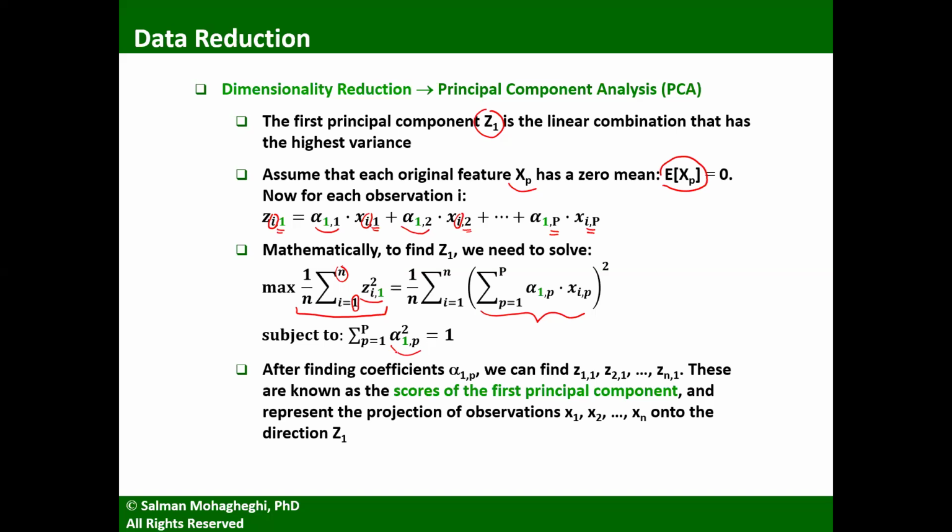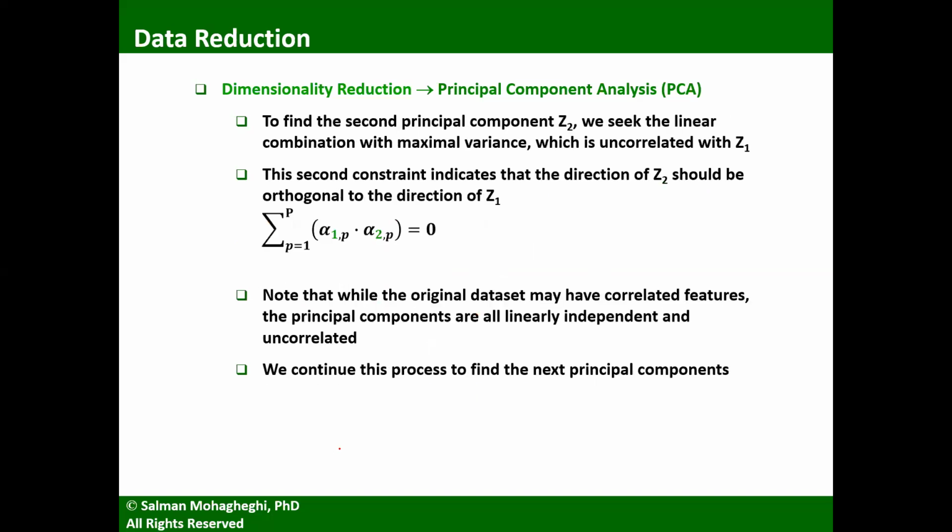We solve this, and the variables of this optimization would be the alpha coefficients. Once we find those coefficients, we can find essentially the mapping or projection of every observation from x1 to xn onto the first principal component direction, z1. Now that we found z1, we want to go ahead and find the second principal component. We're going to have to do the same thing. Again, we're going to have to find the direction along which we have maximum variability.